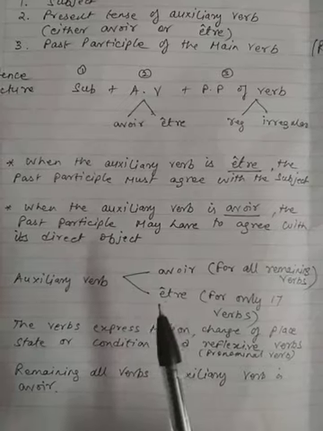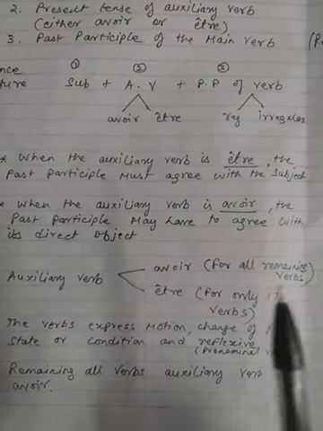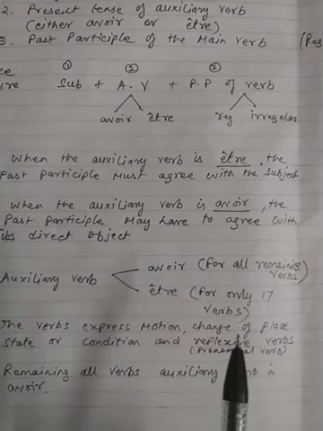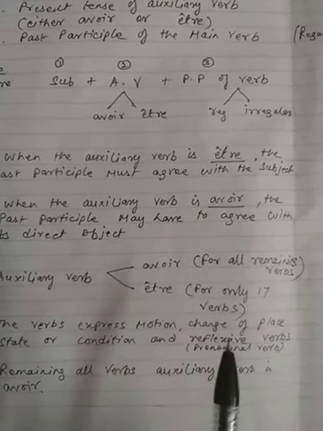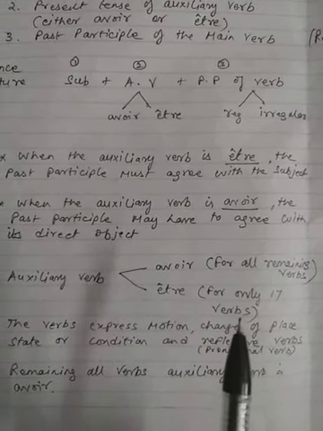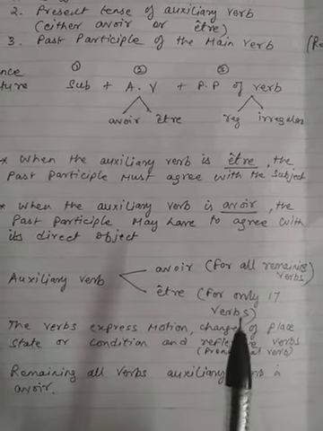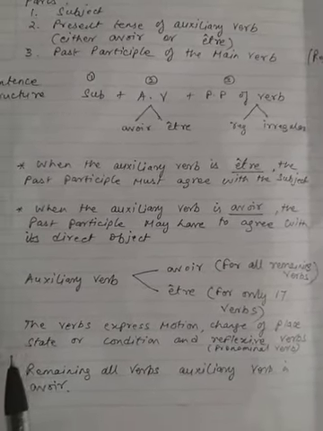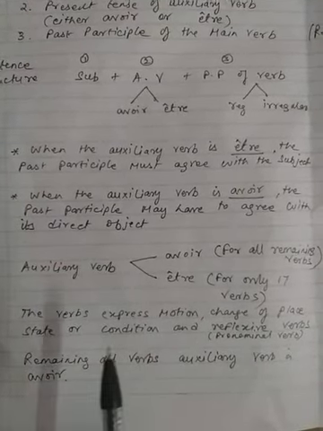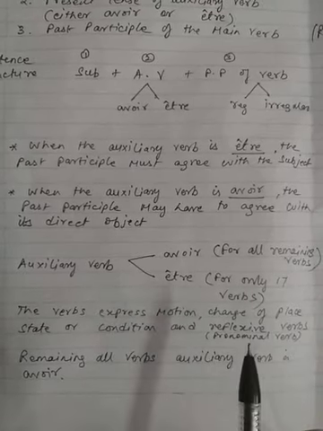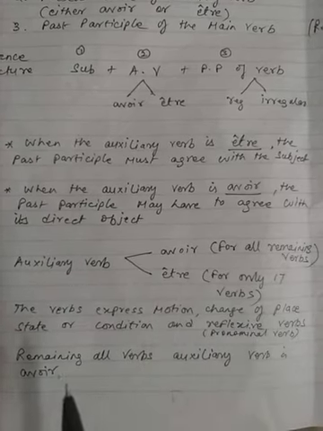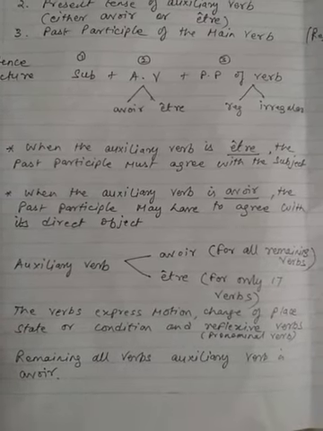Now, for the auxiliary verb, two verbs are there, avoir and être. For all the verbs, avoir is the auxiliary verb. Only for 17 verbs, the list given in the 12th standard first lesson and also in the 11th standard last lesson, the 8th lesson, the auxiliary verb is être. How can we identify them? The verbs that express motion, change of place, state or condition, and the reflexive verbs. For those verbs only, the auxiliary verb is être. For all remaining verbs, the auxiliary verb is avoir.